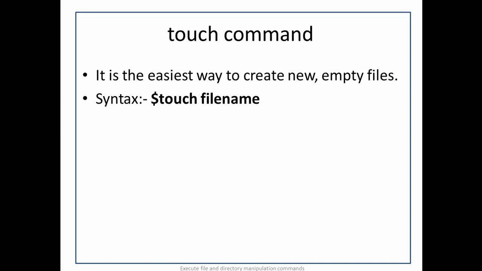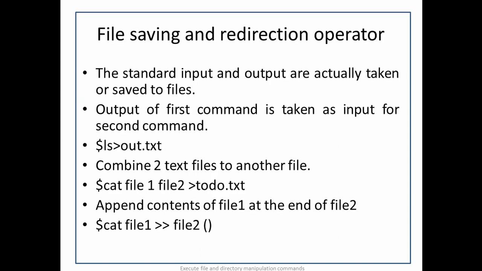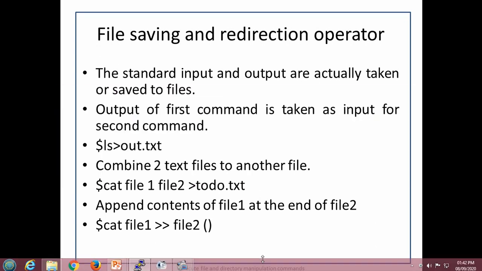Touch command. It is the easiest way to create a new empty file. Now the file saving and redirection operator. The standard input and output are taken and saved to the file. The output of the first command is taken as the input to the second command. For example, the ls output goes to out.txt. We can combine two files and store the output to a third file. Also, we can append the first file to the second file. For that, we will use double greater than, that is the double redirection operator. So these are the various redirection operators.